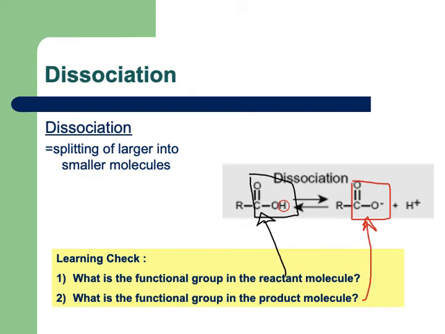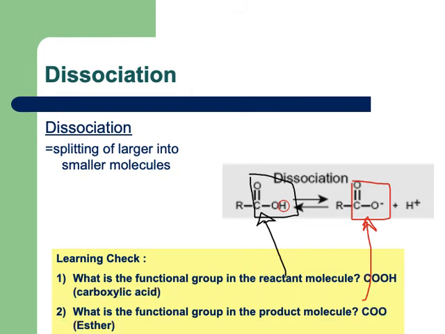By the end of this class, you should be able to identify that no matter what in any molecule. The second question to challenge your learning is what is the functional group in the product molecule, which I've highlighted in red? What is the carbon double bound to an oxygen, single bound to an oxygen? What is that functional group? Have a think. Now let's go over the answers.